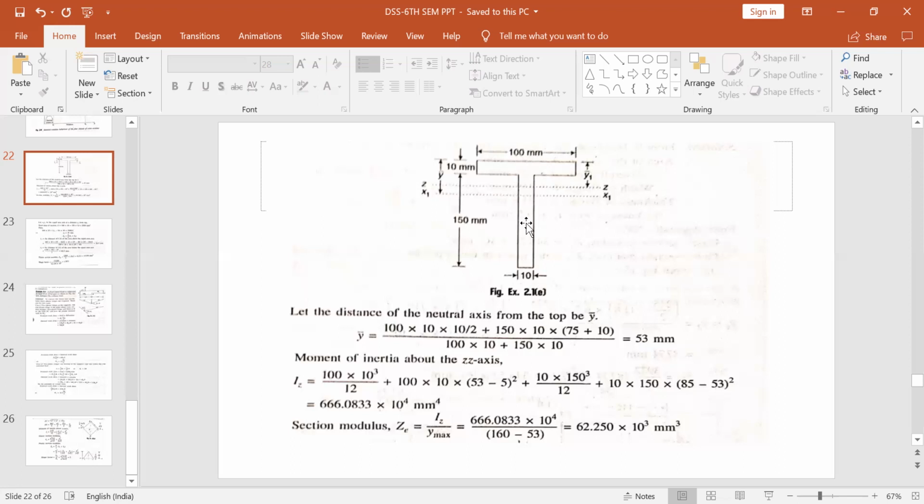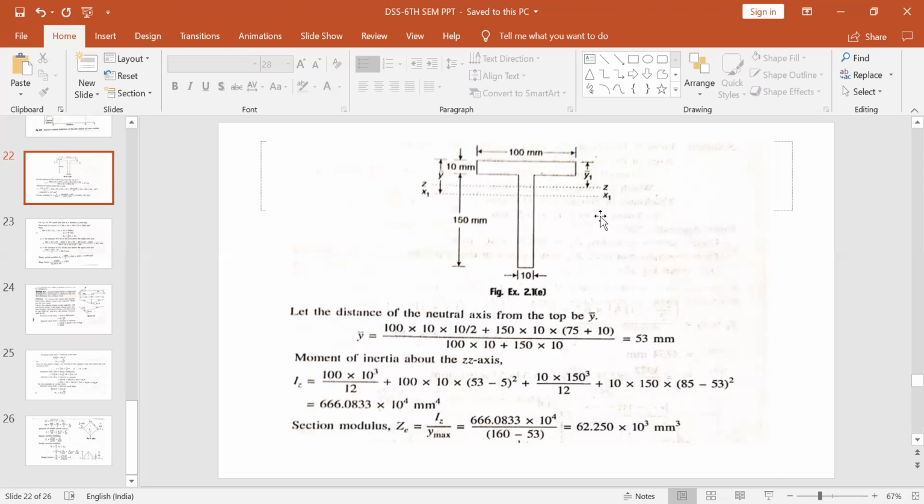The idea of finding the elastic neutral axis or centroidal distance is to divide the section into web and flange, find their respective areas, find the individual CGs for the web and the flange, and then find the distance of each CG to the extreme top fiber about which you are taking the moment. This is the basic concept for finding the elastic neutral axis. This is divided by the total area, 100 into 10 plus 150 into 10. If you solve this, y bar comes out to be 53. So one thing is done, y bar is found out.